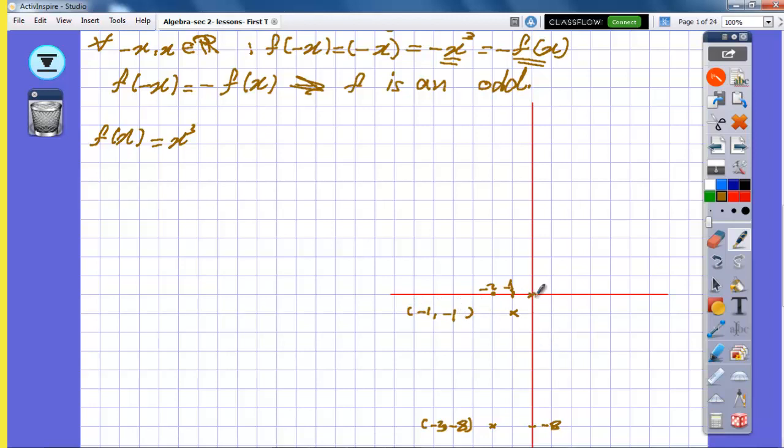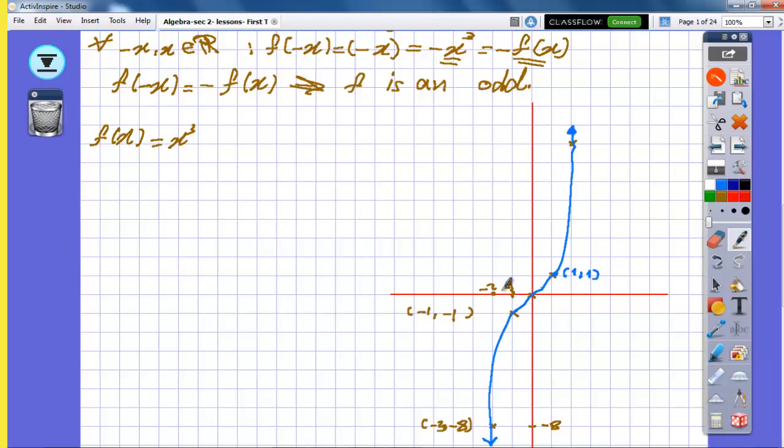f of 0 equals 0, f of 1 equals 1 to the power 3, which equals 1, f of 2 equals 8. And then we draw the curve of the function. Of course, the domain here is R, and the codomain is R also. So for every point like this, negative 1 and negative 1 will have its image 1 and 1.